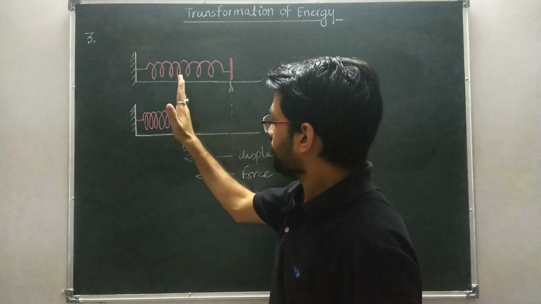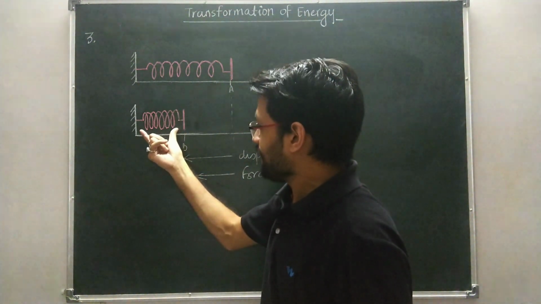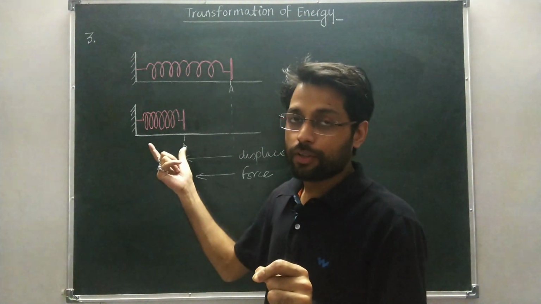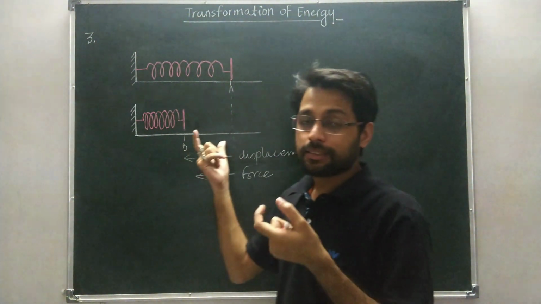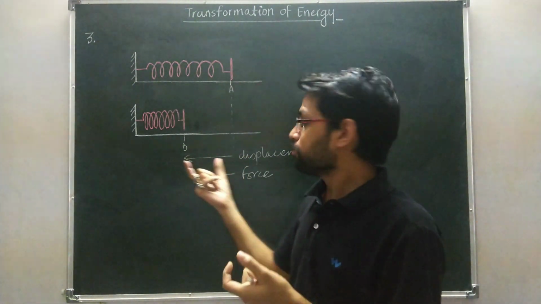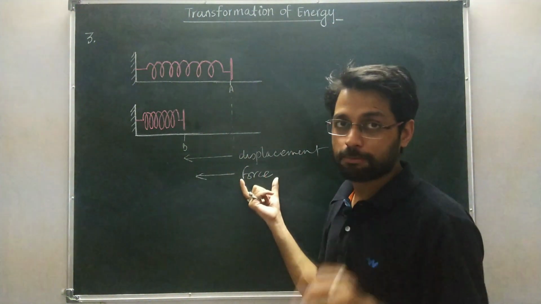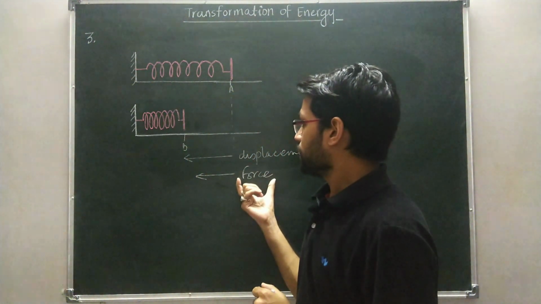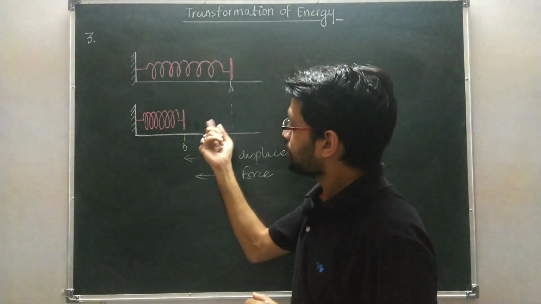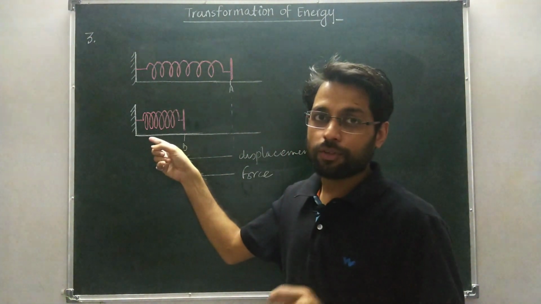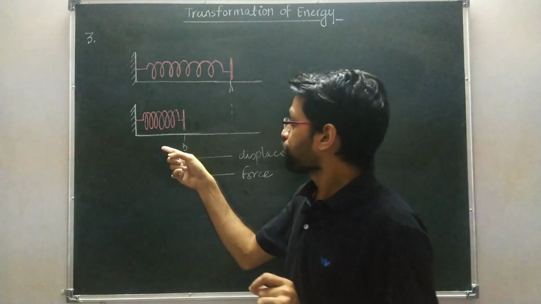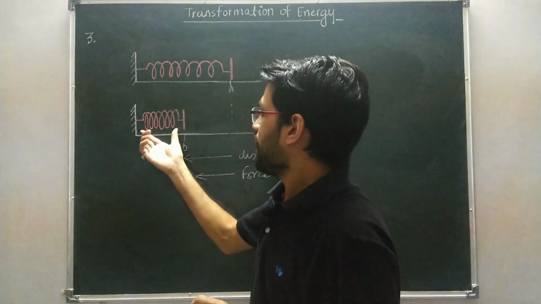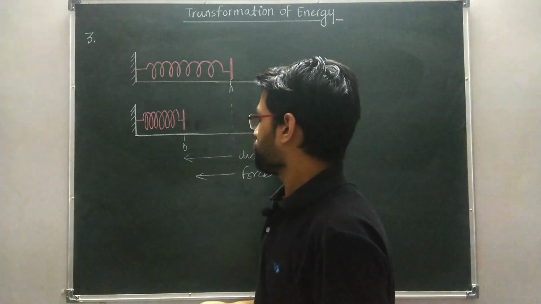Okay, and in compressed state the spring possesses potential energy. So where did this elastic potential energy come from? The work which is done by you in compressing the spring. So this work is transformed into elastic potential energy of the spring. Okay, now in compressed state the spring has elastic potential energy.